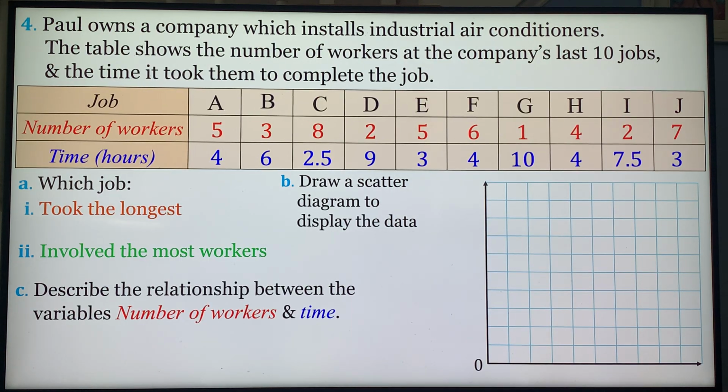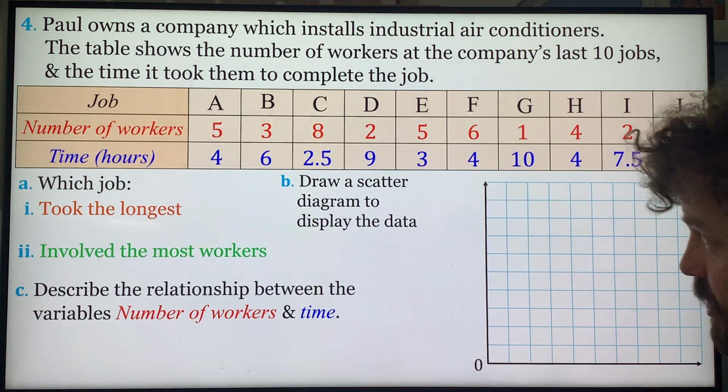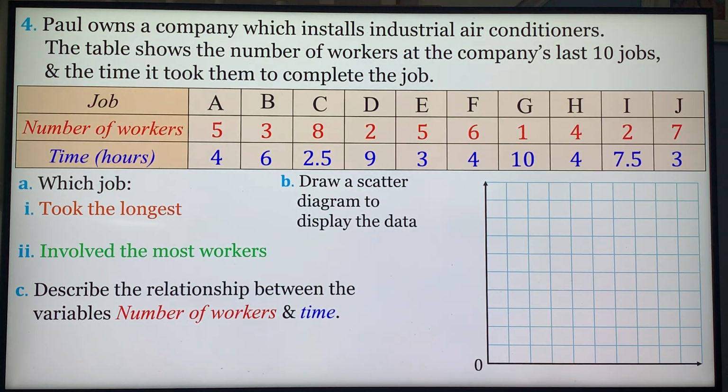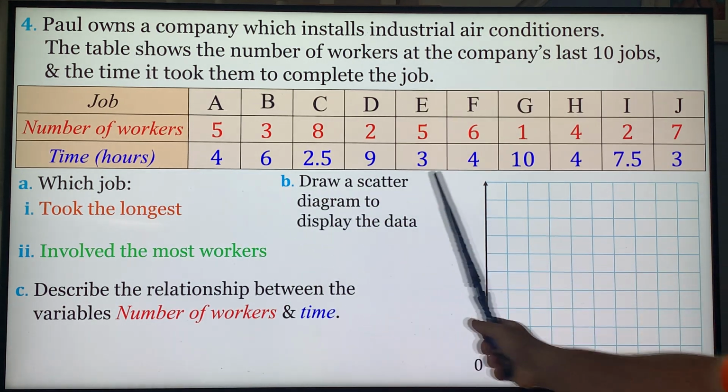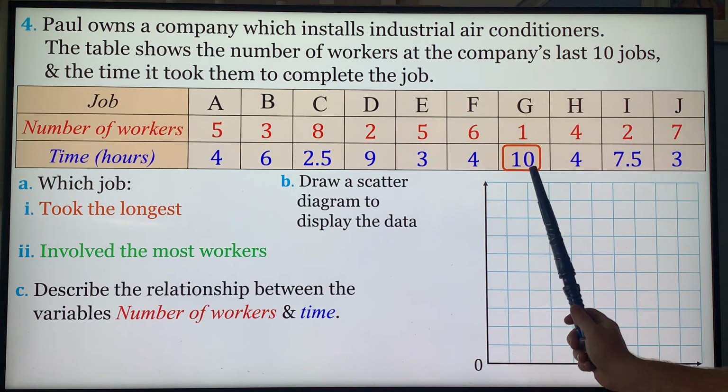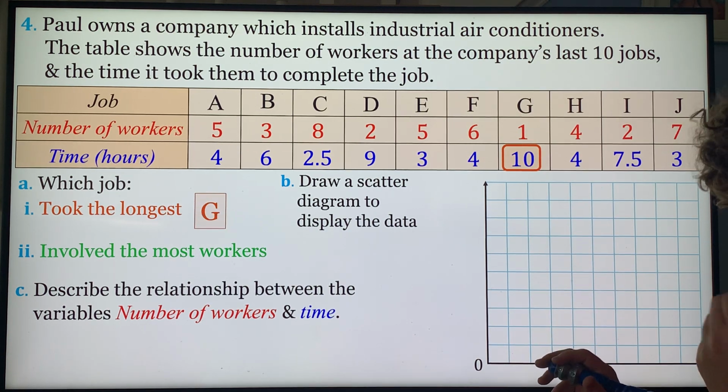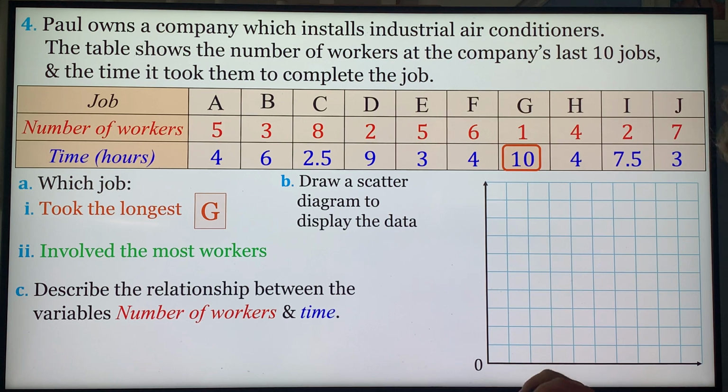All right, number 4. Paul owns a company which installs industrial air conditioning. The table shows the number of workers at the company's last 10 jobs and the time it took them to complete said jobs. Which job took the longest? All right, so the longest job is the job that took the most number of hours. So look up there. Which one? You got it? What number's the biggest? 10. What job is that? Job G.